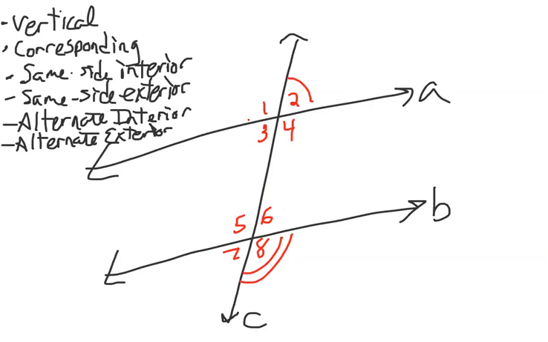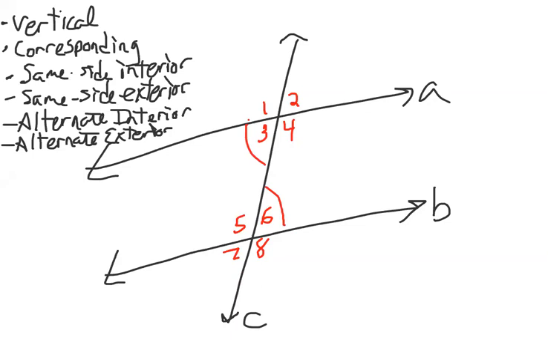Good. All right. Alternate interior we're up to. Alternate interior goes to Lorenzo, who is not here today. Okay. Lily, this is so strange. Lily, go ahead. Alternate interior. What am I on? Yeah, alternate interior. 6 and 3. Yes, very nice. On alternate sides of the transversal, and they're both on the interior of the other two lines.